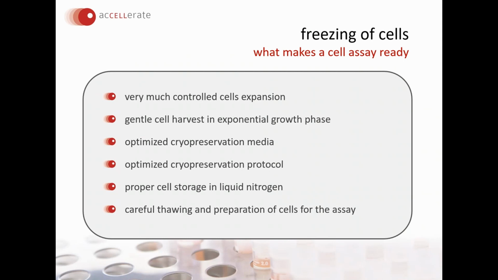So first of all, the expansion of the cells needs to be very controlled. The cells should not be overgrown, and we should harvest them in an exponential growth phase. Always keep in mind that the cells, when you harvest them, are in the state when you use them in the final assay. There's no way that they recover from the cryo passage. So if we haven't treated them well during freezing, they will not work when you use them in the assay.